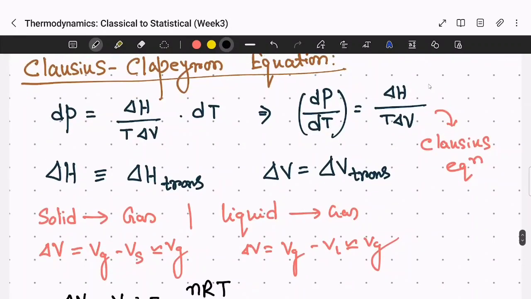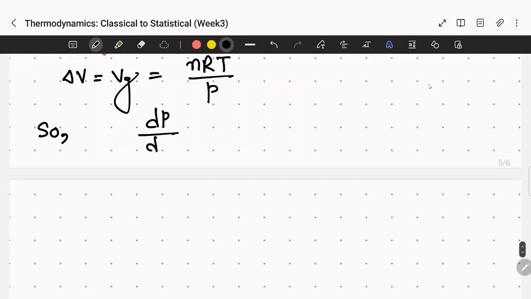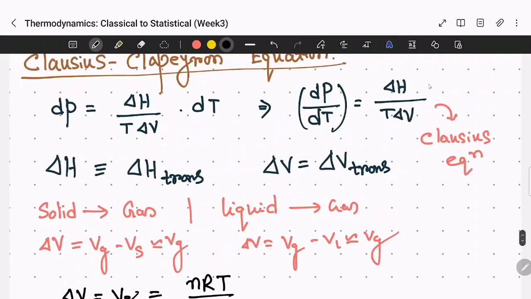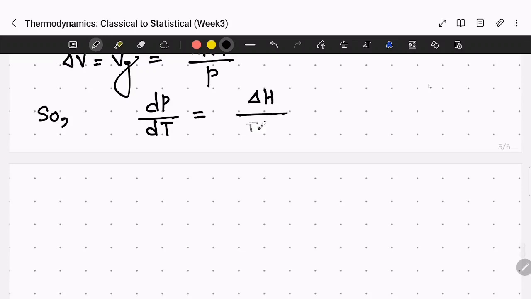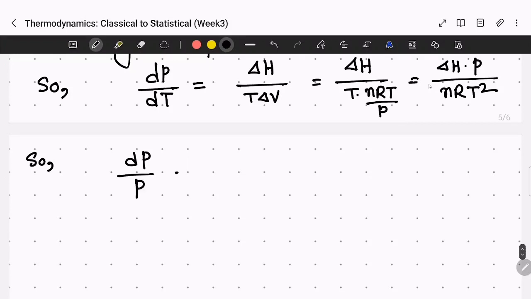Now if you put it here, what will be dP/dT? It is del H by T del V. So del H by T, and what is del V? nRT by P. So it is del H P by nR T square. So you can write dP by P equals del H by nR T square dT.